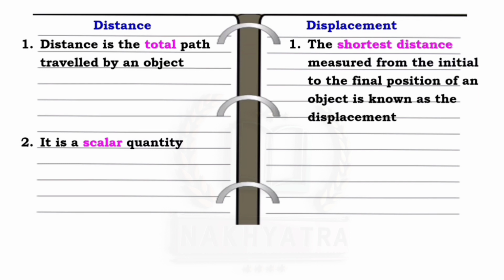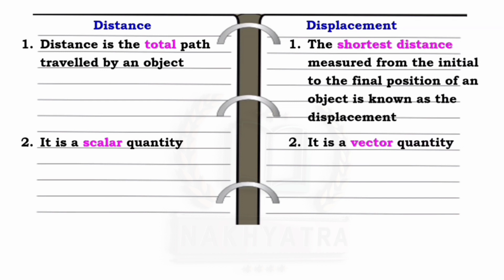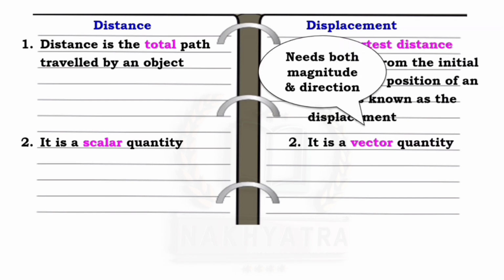Distance, it is a scalar quantity. That means there is only magnitude. It has no direction. So it needs only magnitude and no direction. But displacement, it is a vector quantity. That means it needs both magnitude and a direction.